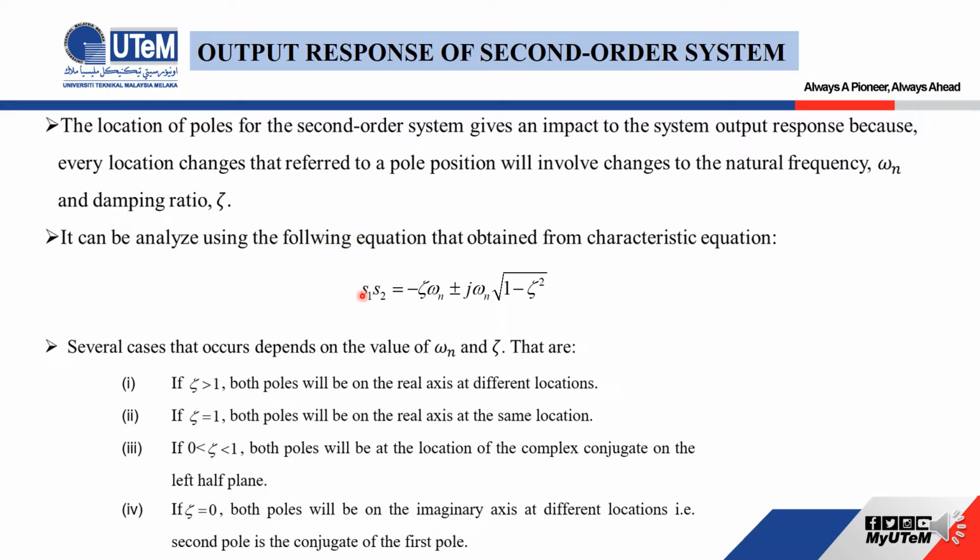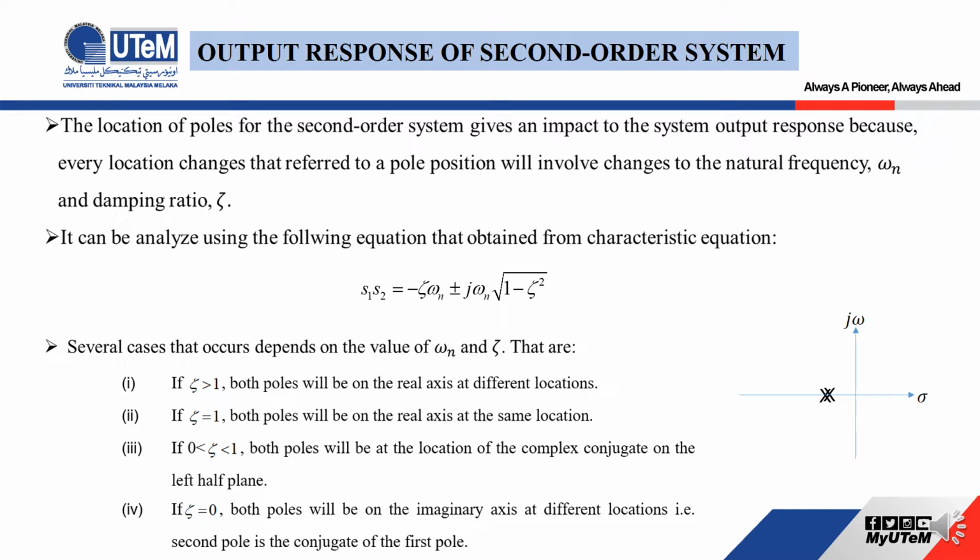From this equation, some conclusions can be made by referring to several cases. If zeta is greater than 1, both poles will be on the real axis at different locations, like this. If zeta is equal to 1, both poles will be on the real axis at the same location.